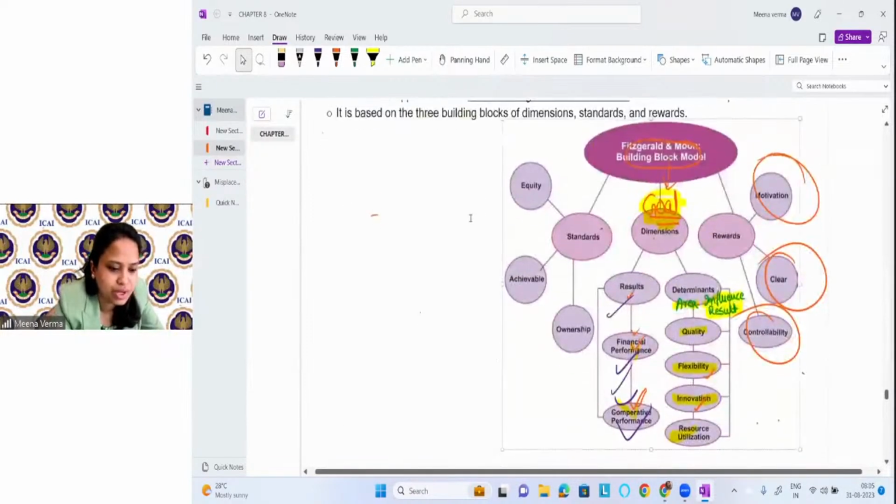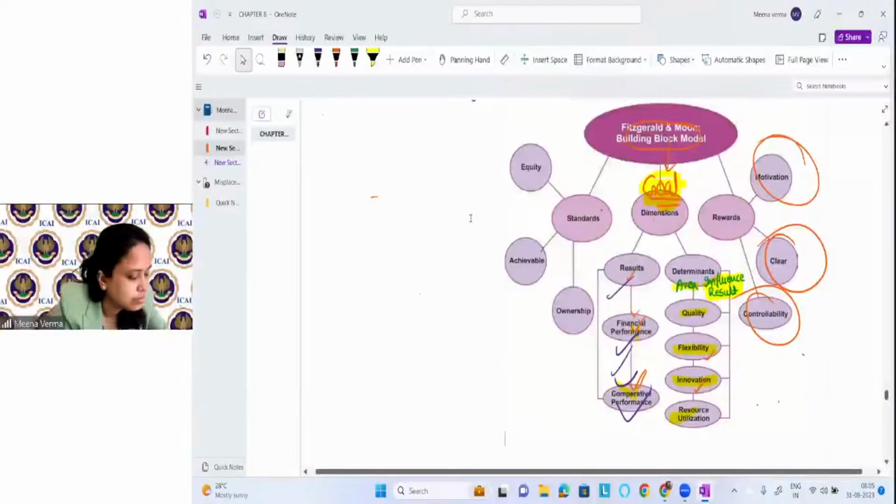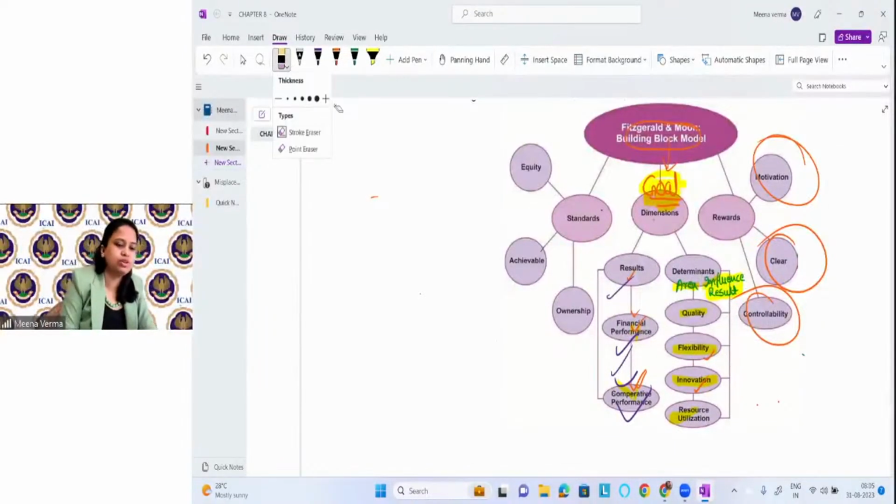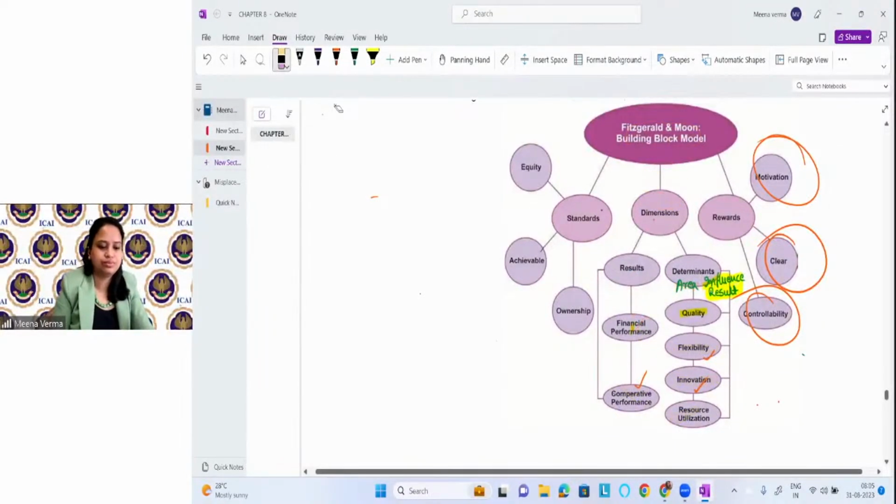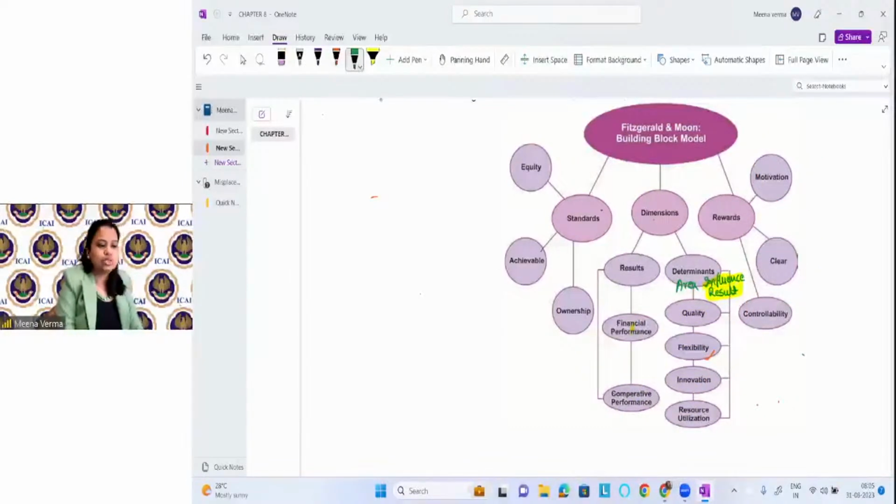Let me revise it quickly. What is this building block model? You can start it with the dimension. Dimension means the goal of the company. What are the goals the company wants to achieve? These are the results which the company wants to achieve. Financial goals, meaning increase the profitability, sales, return on investment. These are all financial goals the company wants to achieve.